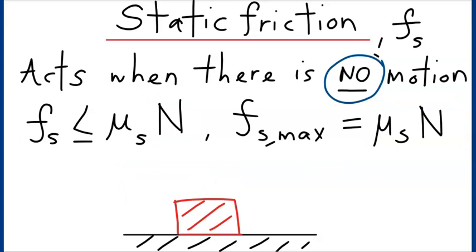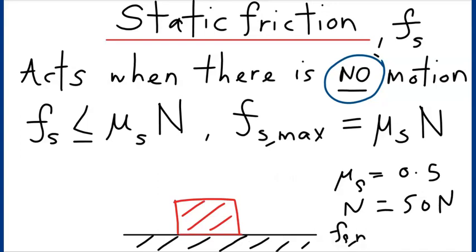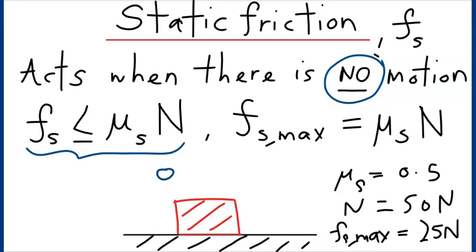Let's give an example as to how this inequality works. Now let's assume that the coefficient of static friction between this box and this surface is 0.5. Just an example. The weight of this box is, let's say, 50 newtons. So that means the normal force acting on this box is also 50 newtons. That means the maximum static friction that can be exerted on this box is the product 0.5 times 50, which is 25 newtons. So according to this inequality, the value of static friction can vary anywhere between 0 all the way to a maximum of 25 newtons. When is it 0? When is it 25?